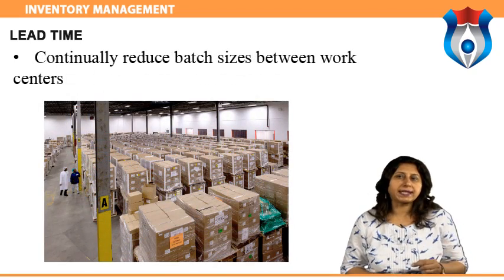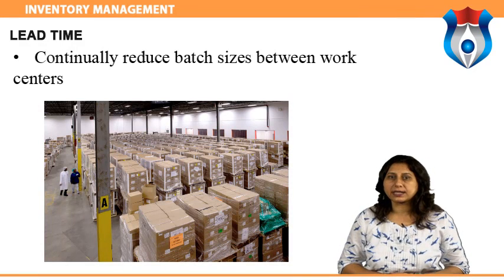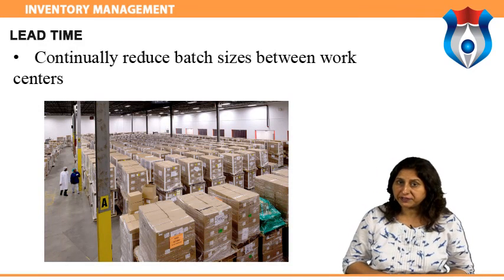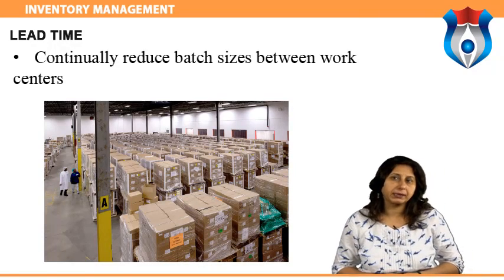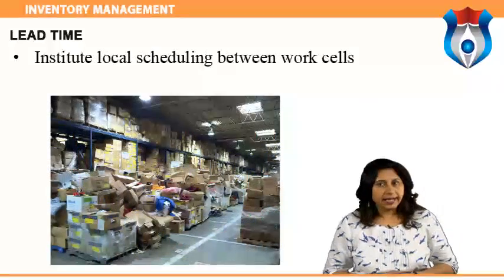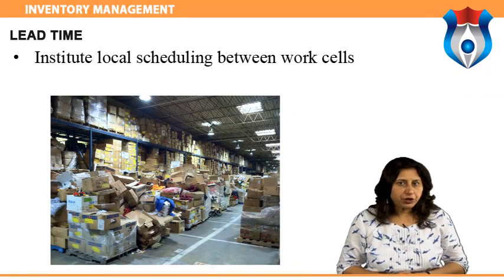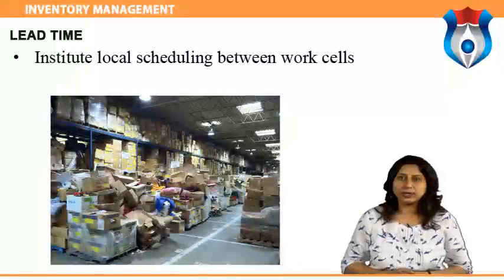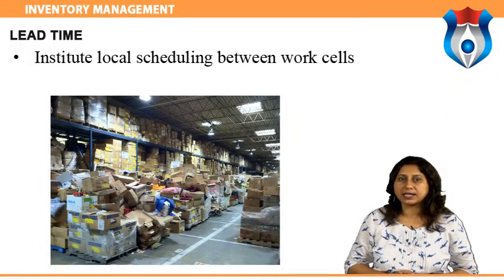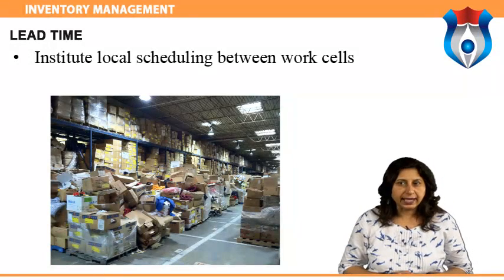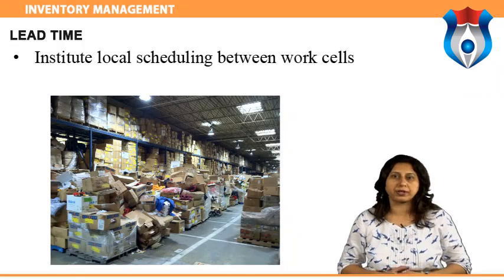Continually reduce batch sizes between work centers. With operations in close proximity, transfer batches can be smaller and WIP inventories can be minimized. Institute local scheduling between work cells. Visual shop floor scheduling tools like KANBAN systems can be used to minimize WIP between cells and to eliminate queue time throughout the value stream.